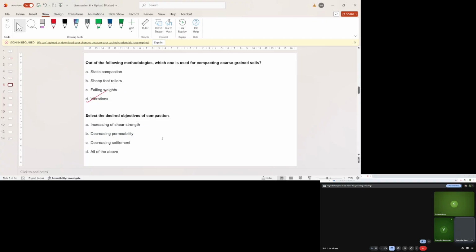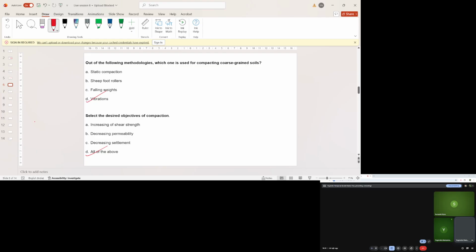In the sense, it can be of both ways. Compaction ultimately stiffens the soils, which decreases its compressibility, and hence even the immediate settlement is going to be minimal for a perfectly compacted soil or a well compacted soil. Right. So as you rightly mentioned, the desired objectives of compaction are all three, all ABC.